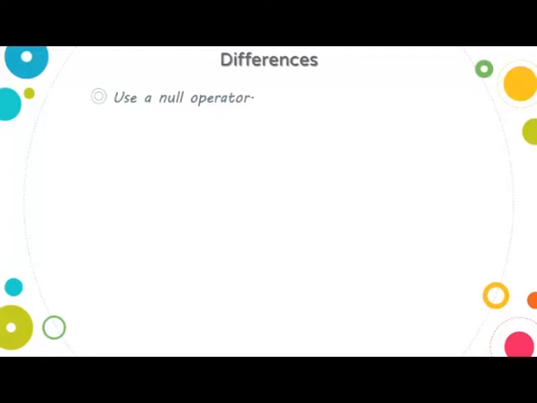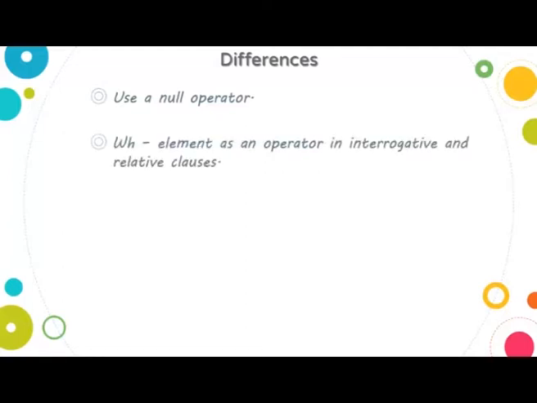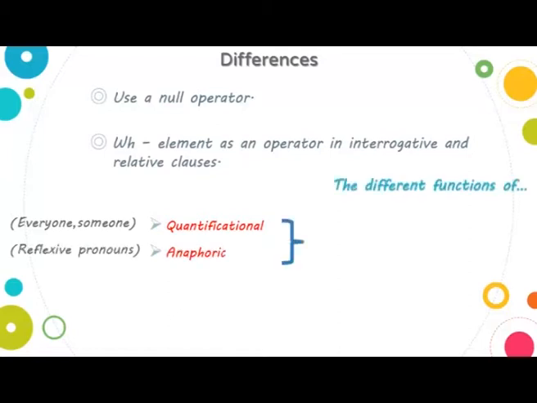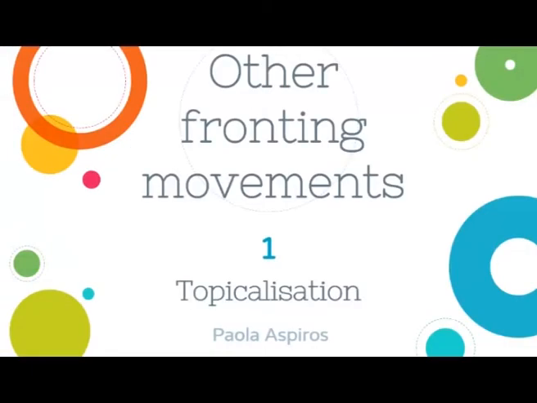Differences: WH elements use a null operator. WH elements as an operator in interrogative and relative clauses is the function that they have. They work as quantificational or as anaphoric, and the difference in function is that one is for questions and the other for relative clauses.